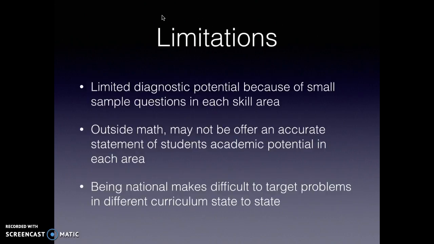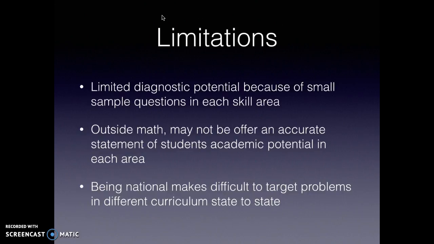There are, however, limitations to this, despite it having some advantages as well. A big limitation is that the diagnostic potential of it is kind of off because it's such a small sample of questions in each individual skill. In the math area, they'll have 7 questions for just a certain math topic and then another 7 questions for another math topic. So that certain skill area is very limited, and on top of that, only having 100 questions total is still considered a small sample size, considering it's a large test and such a large concept. Outside of math, it may not offer an accurate statement of each student's academic potential in each area.